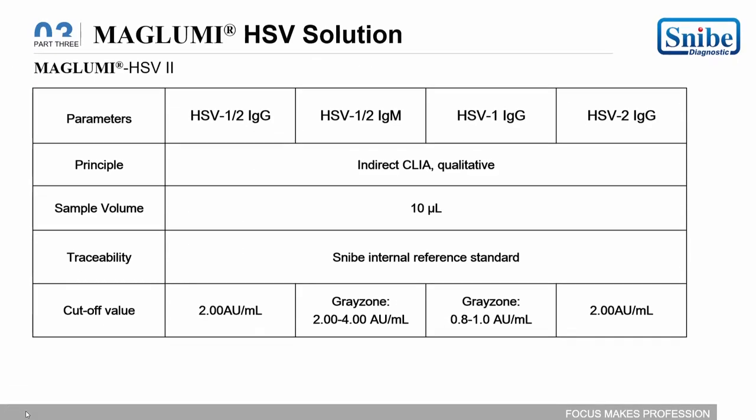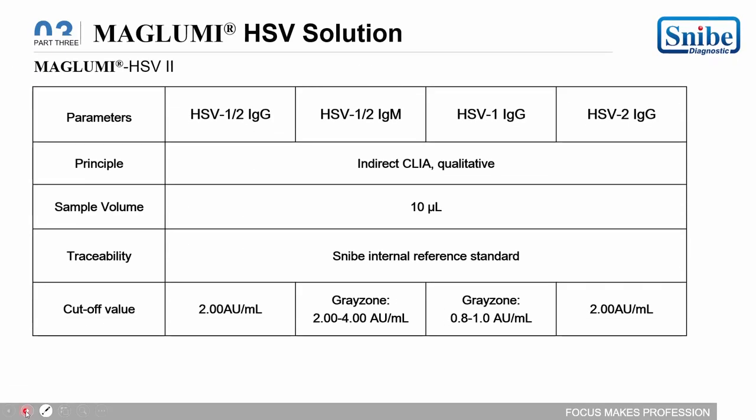So if we go to the HSV second generation, this is HSV 1 and 2 IgG, HSV 1 and 2 IgM, HSV 1 IgG, HSV 2 IgG. Their principle is the indirect chemiluminescence immunoassay, and this is a qualitative assay. The sample volume is 10. SNIBE has internal reference material for that. Their cutoff is 2.0 AU per ml. The gray zone is between 2 to 4 AU per ml, and the gray zone is also 0.8 to 1 AU per ml for IgG.